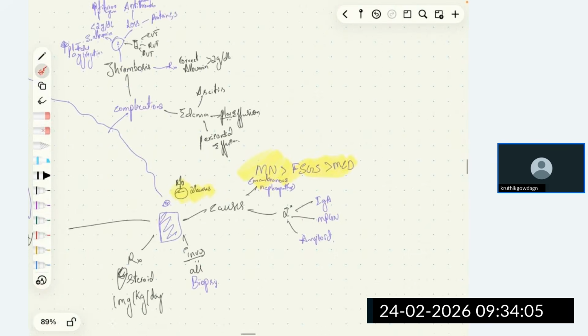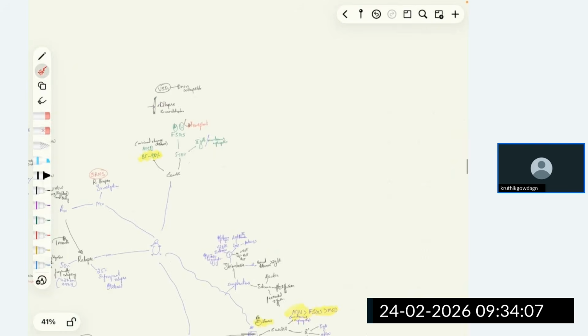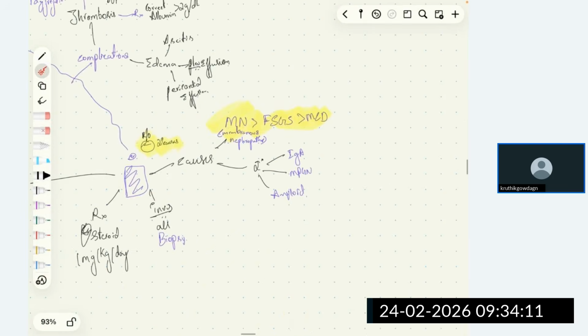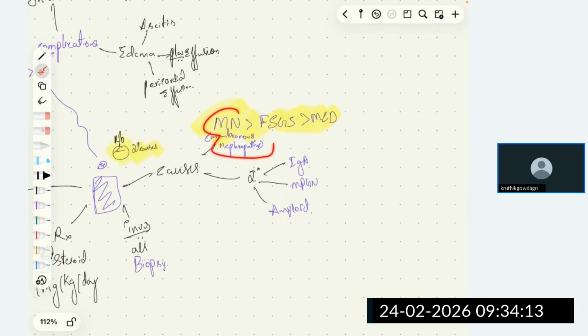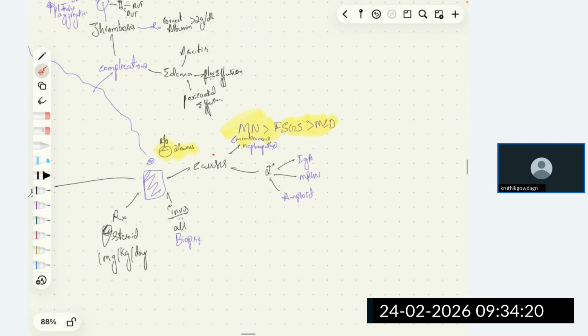What are the causes in adults? In adults, we flip the third and the first one. The most common cause is membranous nephropathy or IgA associated nephropathy. The second most common is FSGS, and third is minimal change disease. In adults, the nephrotic syndrome may be secondary to MPGN, that is membranoproliferative glomerulonephritis, or due to amyloid deposition.